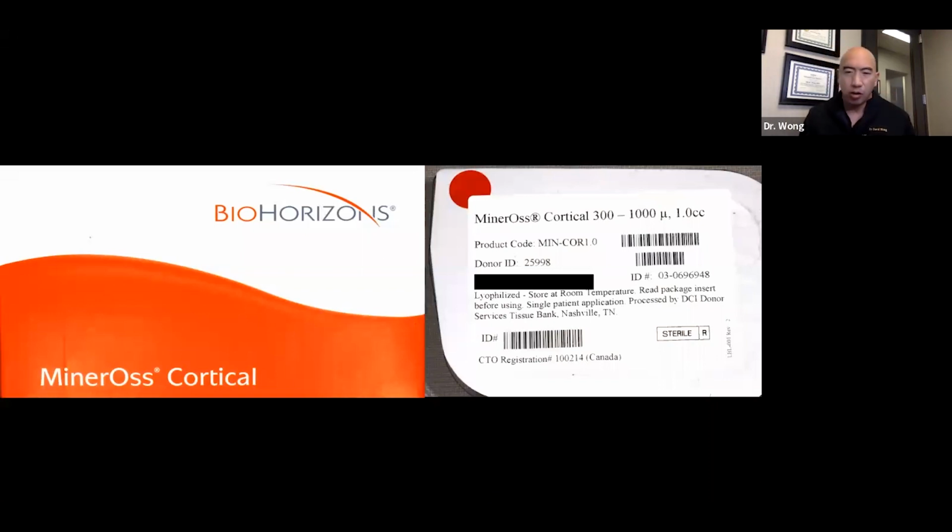You're going to have lots of particle size choices. The reason we use 300 to 1000 is because anything less than 300 is going to be so small that it gets resorbed by the patient's body. Anything over 1000 microns gets fibrously encapsulated, so scar tissue forms around it.